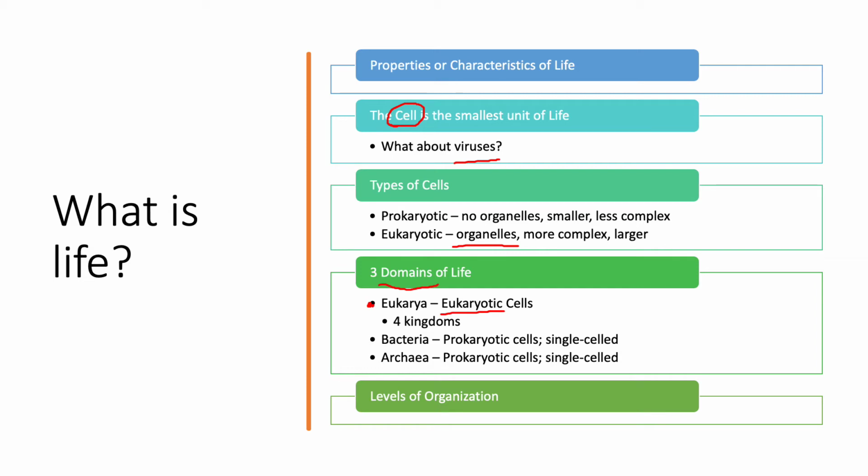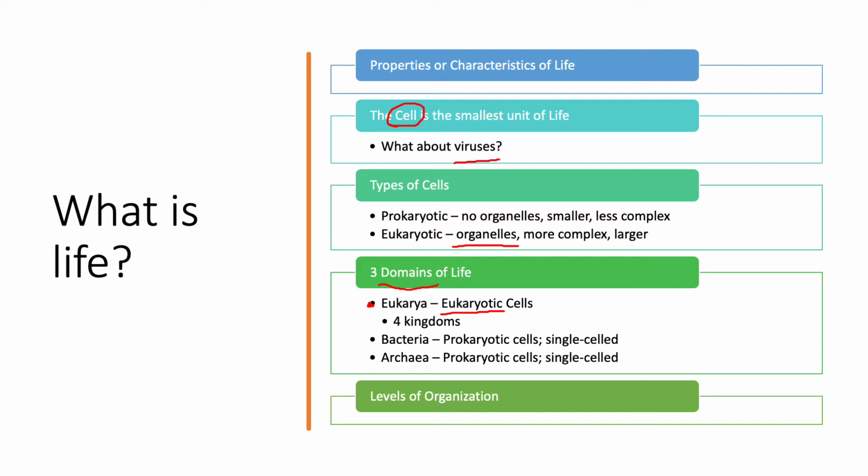And as we go through, you'll see that within domain Eukarya, there are 4 kingdoms that those organisms are further divided into, and you're probably very familiar with most of those kingdoms. So one would be kingdom Animalia, which is animals, kingdom Plantae, which is plants, kingdom Fungi, which is made of fungus, and then the last, maybe you're not as familiar with, kingdom Protista.